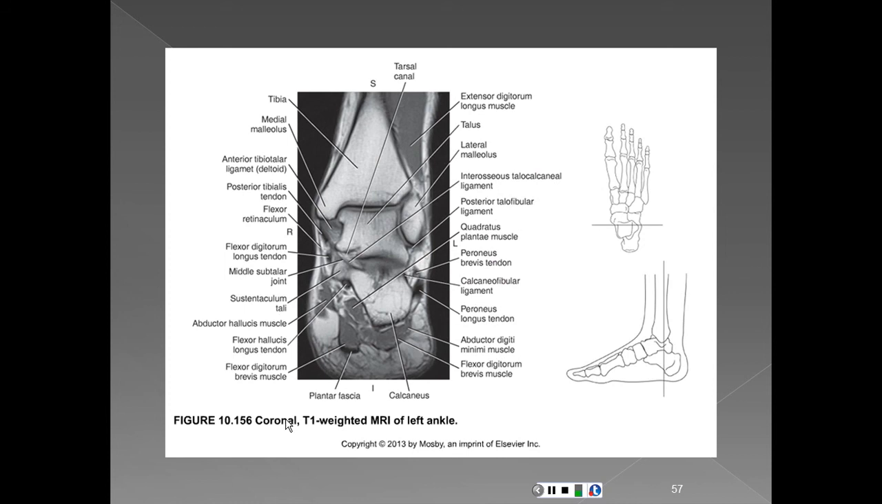And another coronal T1 weighted MRI of the left ankle. This one is pretty busy. We're going to have a lot of anatomy on this page. The tibia, fibula, talus, calcaneus. We're familiar with that. Flexor digitorum brevis muscle, we discussed that on the previous slide. Plantar fascia, we discussed that on the previous slide. Abductor hallucis muscle, we can follow that down. Sustentaculum tali, we talked about that on the previous slide, part of the calcaneus bone.